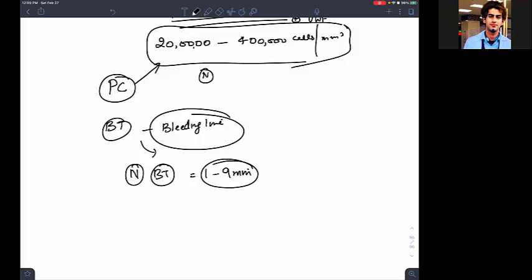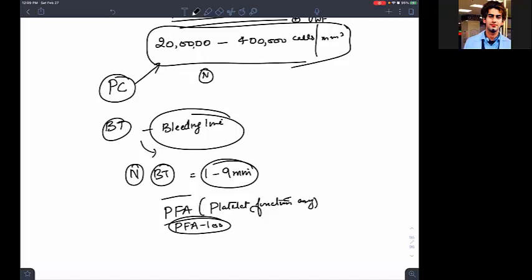But nowadays we are using an assay that is PFA. What is PFA? PFA is platelet function assay, written as PFA 100. It is basically done outside the body, that is, it's an in vitro test. So it will tell you how your platelet is functioning.